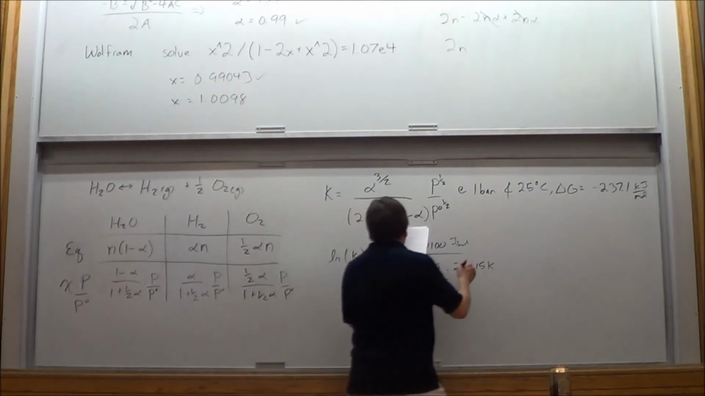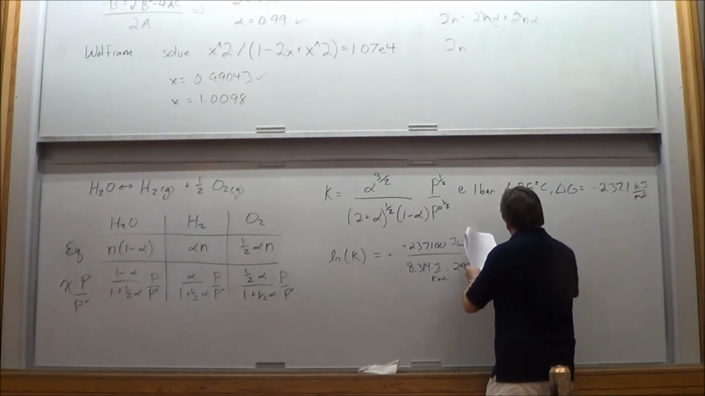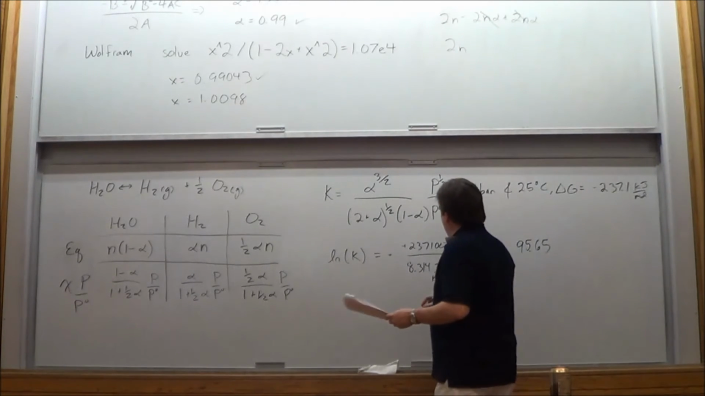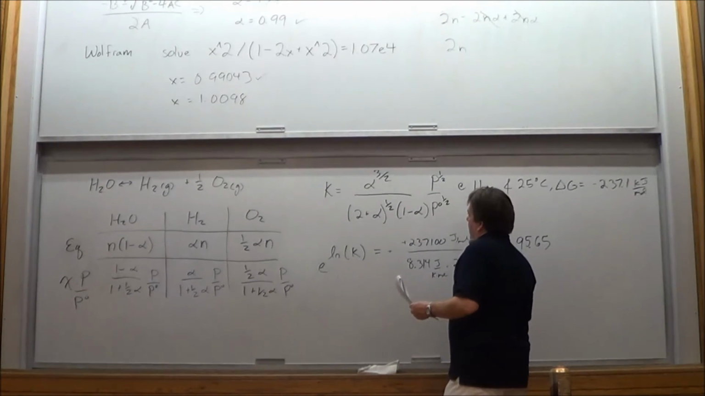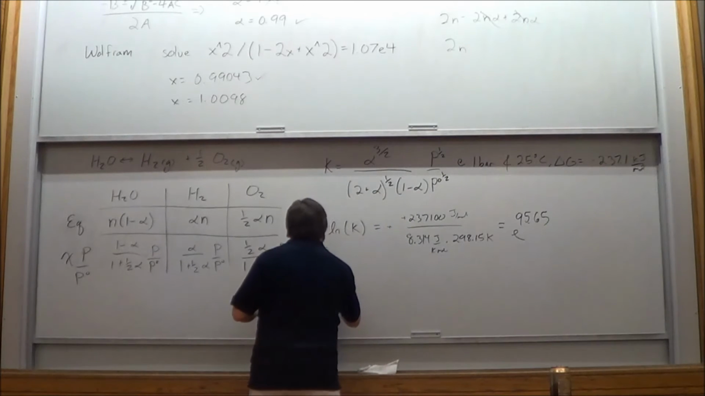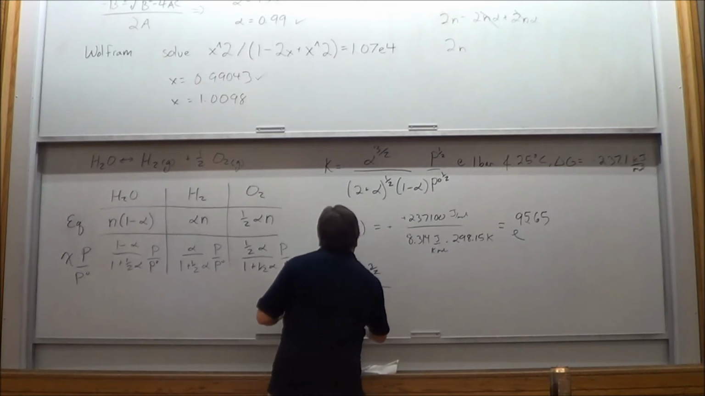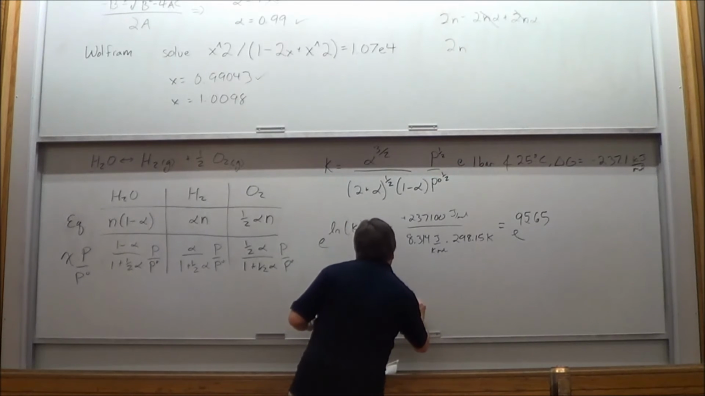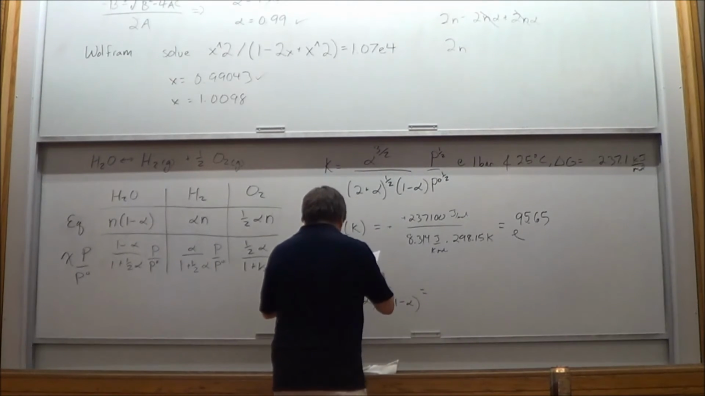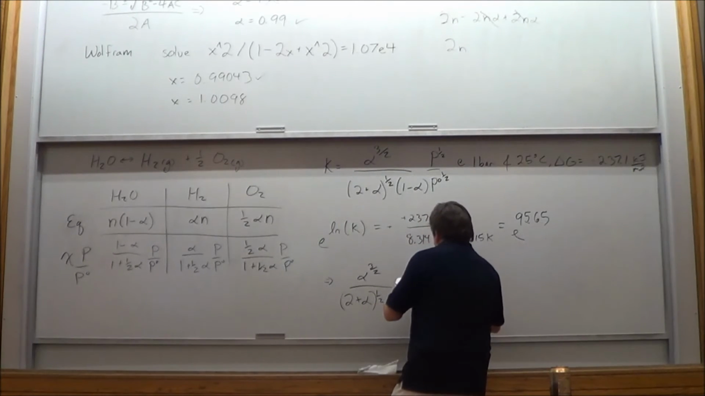And this ends up being 95.65. Okay, then we take e to each. So I'll take e to that, and therefore you're left with alpha to the 3/2 over 2 plus alpha to the 1/2, 1 minus alpha, is equal to, and you're going to love this, 3.471 times 10 to the 41.